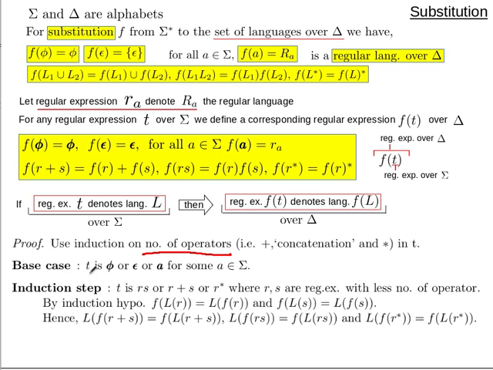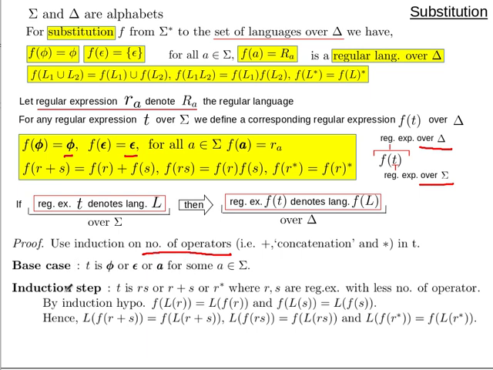So the base case is there are no operators, zero operators. So what are those expressions? Those are precisely these expressions: either phi, or epsilon, or a for some symbol a in sigma. So you see that T is a regular expression over sigma, and this f of T that you get is a regular expression over delta, right? So here we are taking regular expressions over sigma. These are all the possible regular expressions which have no operators.